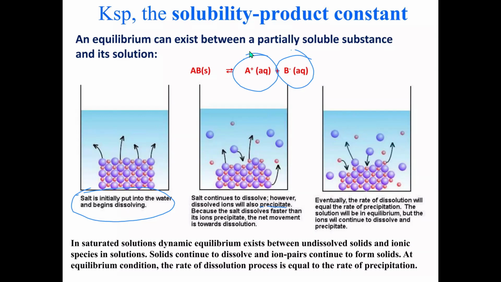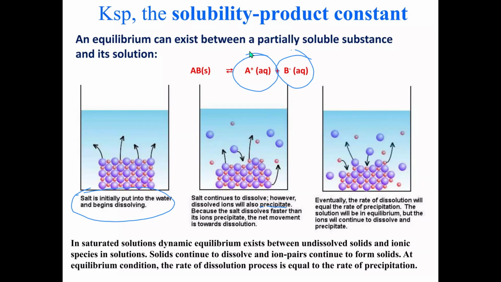As the salt dissolves, at the same time the ions formed are also precipitating, and eventually the rate of dissolution will be equal to the rate of precipitation. Therefore, the solution will be in equilibrium, but the ions will continue to dissolve and precipitate at the same time. This is a dynamic equilibrium: in a saturated solution, the salt is dissolving and at the same time the ions generated are precipitating.